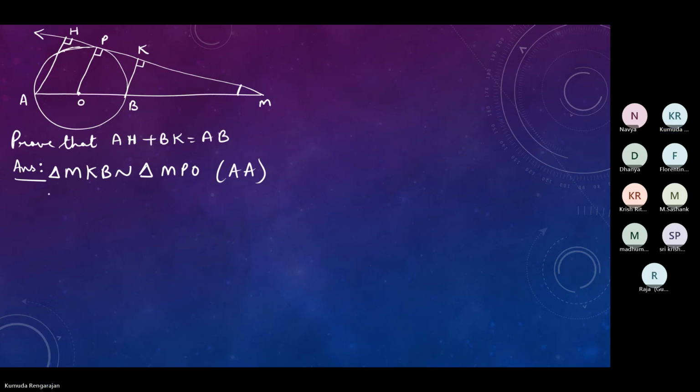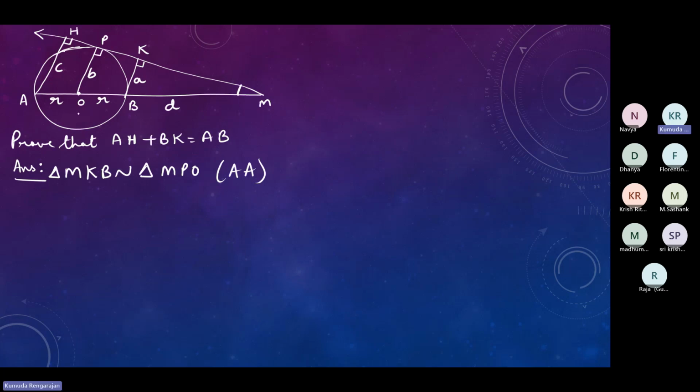MK. Now I think it's convenient to use letters, children. So let's call this A, B, C. AO is the radius, so let's use R. This is also R, and this one is D.